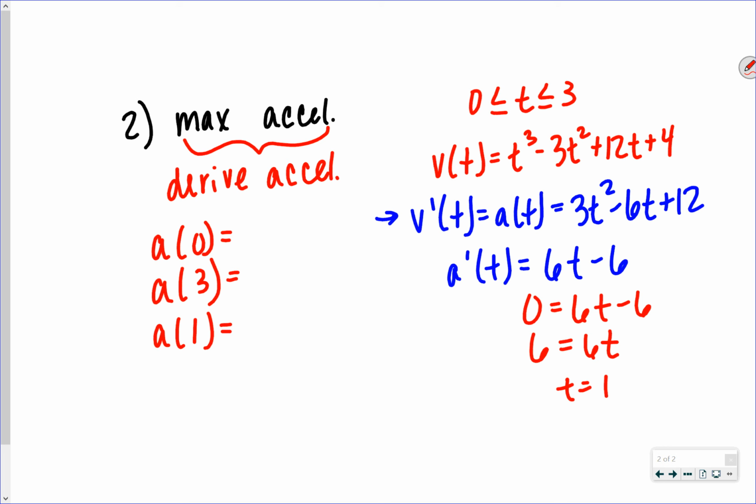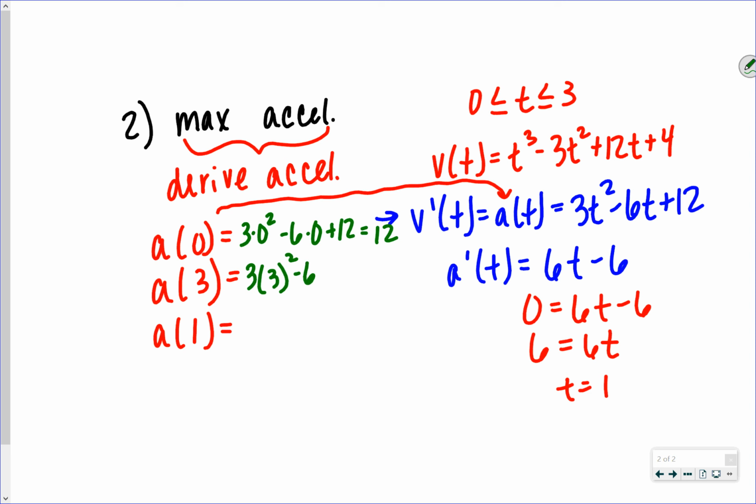So I'm going to plug them back into my acceleration function. So I would have 3 times 0 squared minus 6 times 0 plus 12. That gets me 12. I would have 3 times 3 squared minus 6 times 3 plus 12. That's 27 minus 18. That's 9. 9 plus 12 is 21.